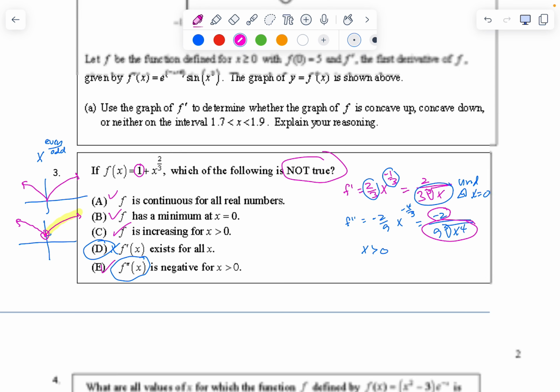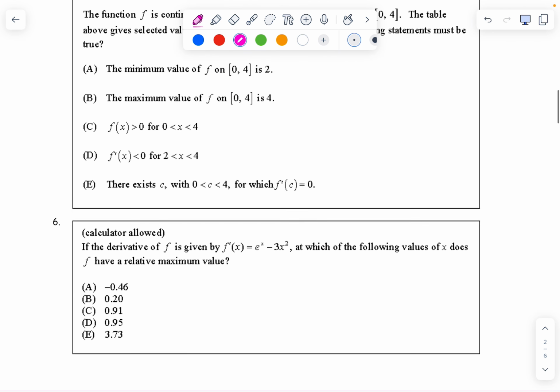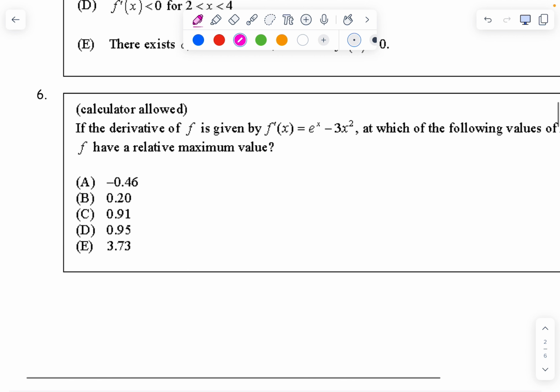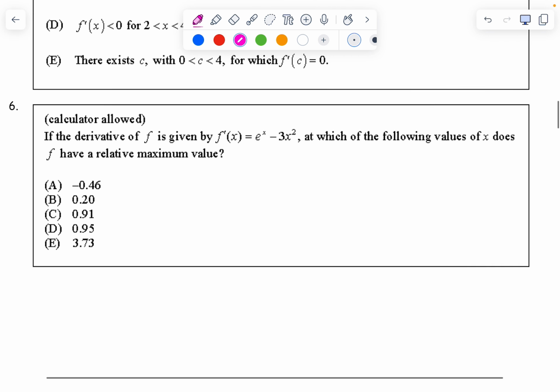Now let's go on to number 6. Okay, Jackson, let's read number 6. And this one, go ahead and open up Desmos while Jackson's reading. The derivative of f is given by f prime of x equals e to the x minus 3x squared. At which of the following values of x does f have a relative maximum value?